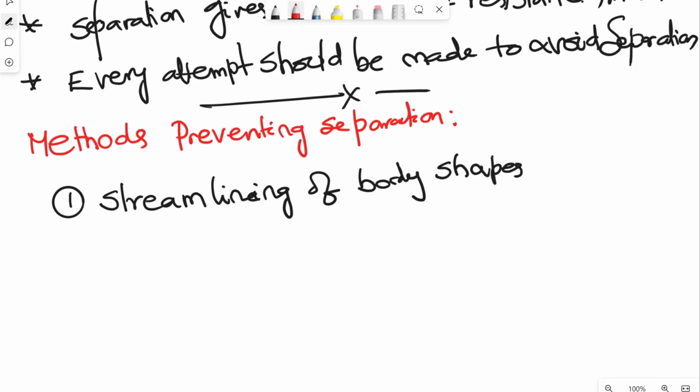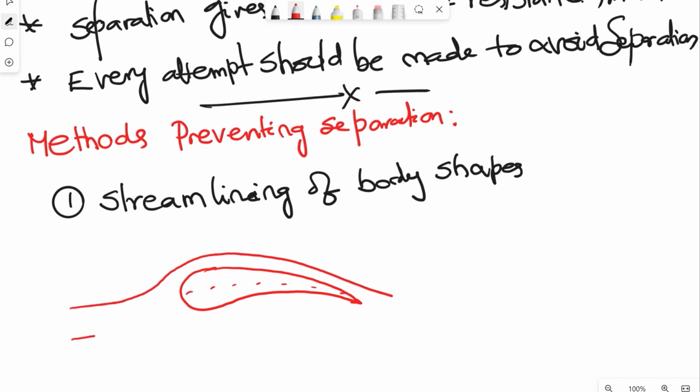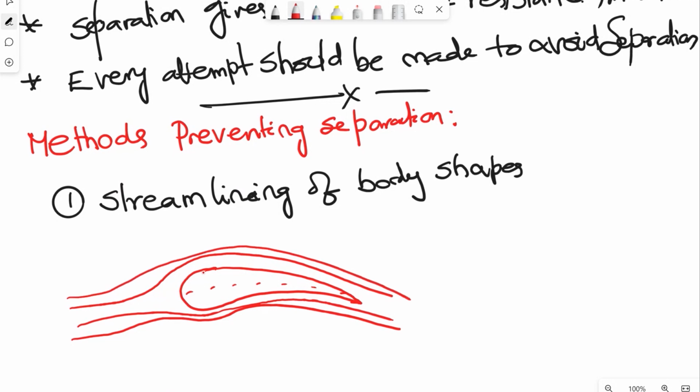What do you mean by that? This is what we call a streamlined body. Now, if the flow is taking place, this is how the flow takes place. It is parallel, as good as the streamlines. This is our body. The body shape is such that it is streamlined, so flow takes place over it. These are all streamlines. So this is what we call a streamlined body.